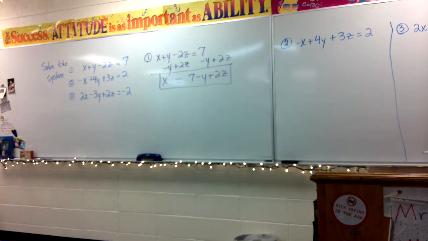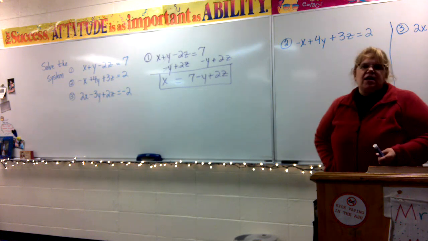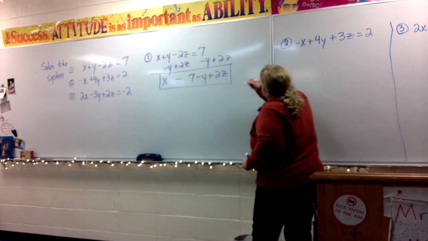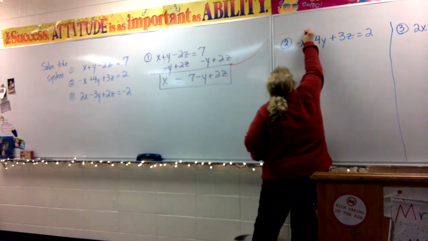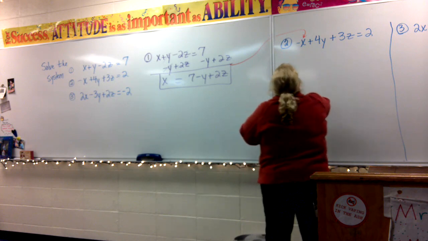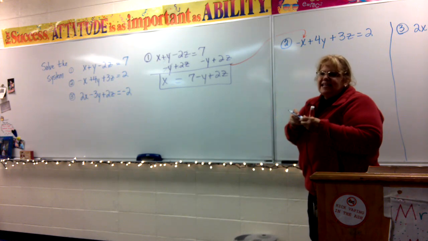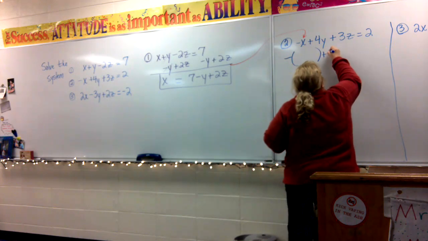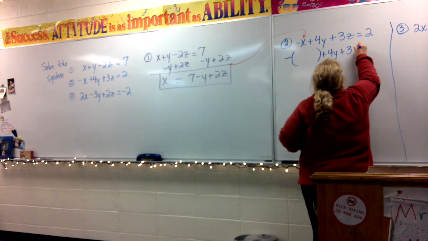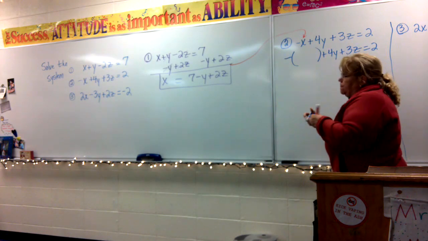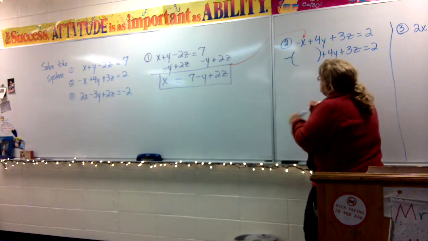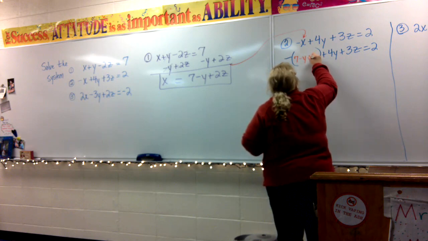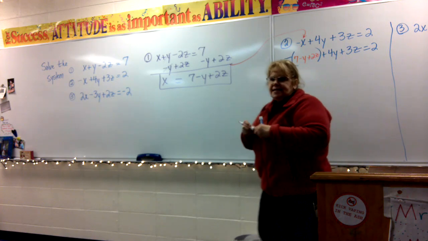And remember, we're going to take that value for x and plug it in. So I'm going to take this value for x and put it right here. Be careful with this one. We have negative x plus 4y plus 3z equals 2. But what is x? 7 minus y plus 2z. Right?